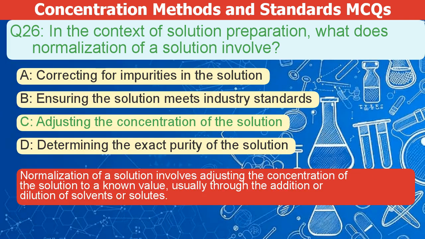The correct answer is C. Normalization of a solution involves adjusting the concentration of the solution to a known value, usually through the addition or dilution of solvents or solutes.